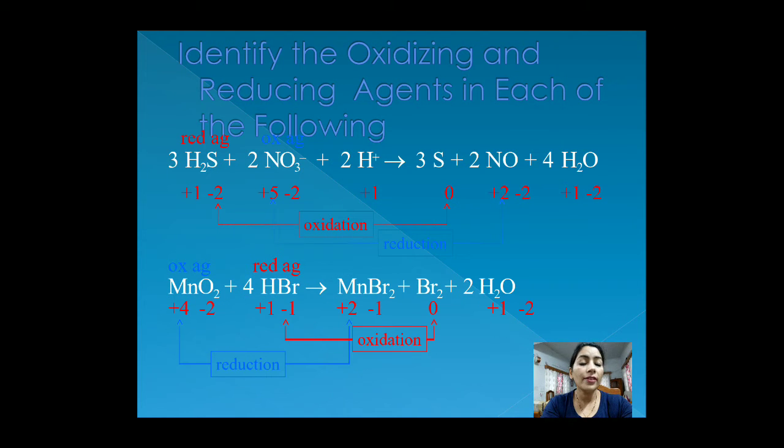For identifying this, we should follow the steps. First step: we have to mention the oxidation and reduction numbers. In the case of hydrogen sulfide, hydrogen is +1, sulfur is -2, and in the NO3 ion, nitrogen is +5 and oxygen is -2. The hydronium ion is always +1, and the free state of sulfur is 0.